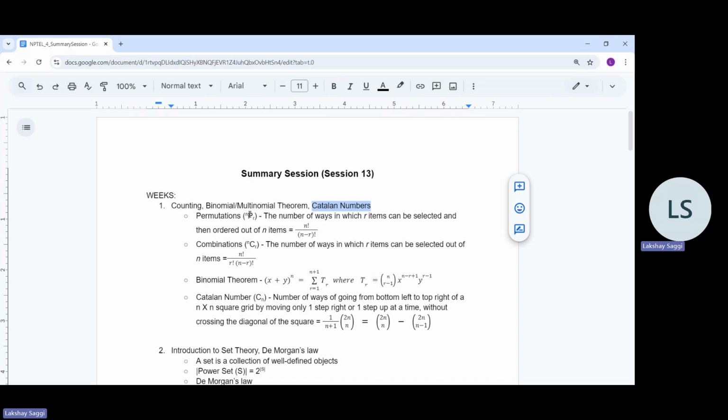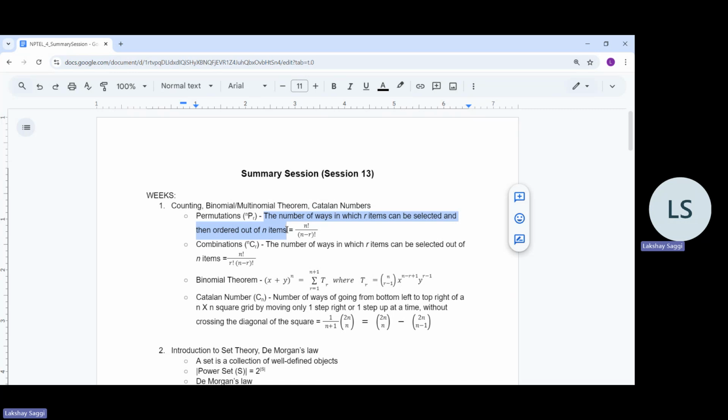Usually permutations are denoted by nPr, and this means the number of ways in which r items can be selected and then ordered out of n items. So suppose we are given n items and we have to select r of them and then permute them also. Note that in permutations, ordering also matters. If we just have to select the items, then it is just combinations. But if we have to select and then order them, then it's what we call permutations.